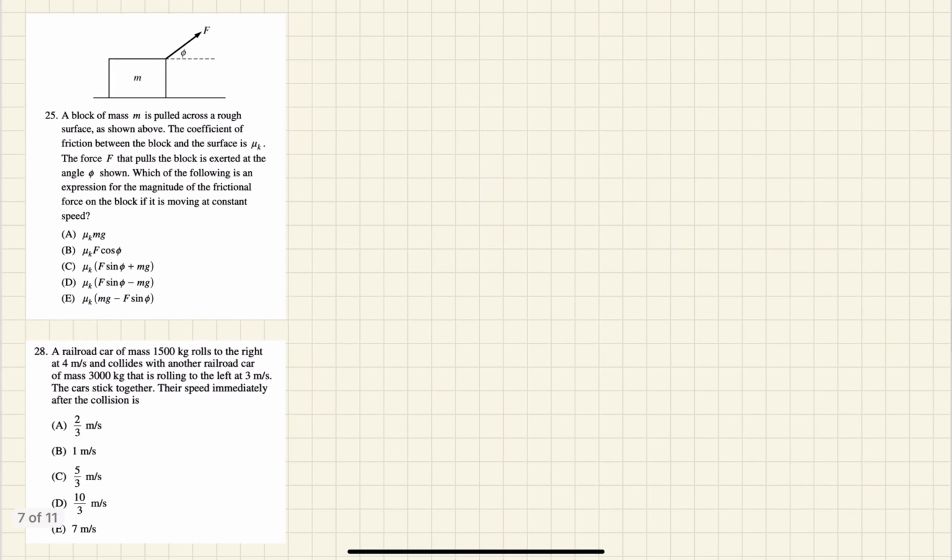All right. A block of mass m is pulled along the rough surface like this. We want to find an expression for the magnitude of the frictional force. So let's draw a free body diagram here. We have Fg and we have Fn, which is not going to be equal to Fg. And the reason why is because of this force exerted on here. And then we have frictional force here. It is being pulled along, so it's going to be kinetic friction.